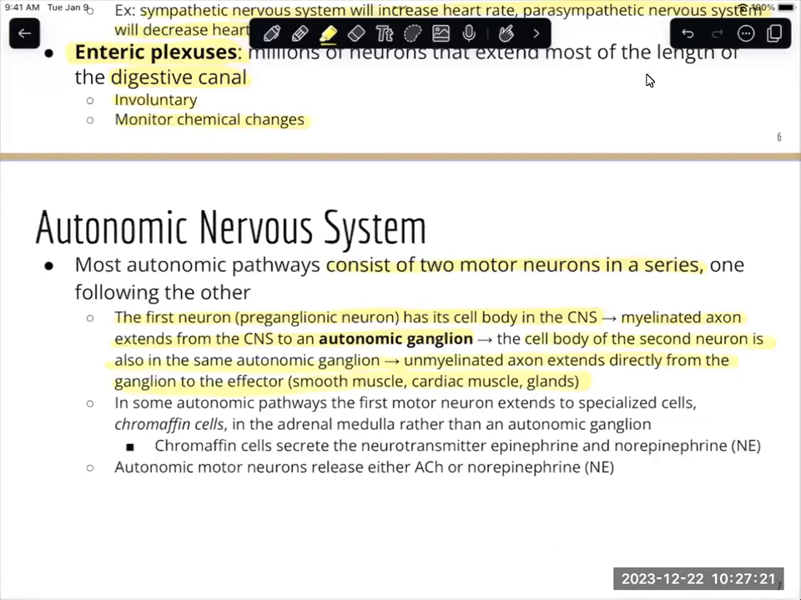So some of these autonomic pathways have specialized cells like chromaffin cells that are found in the adrenal medulla. In the adrenal glands that sit on top of the kidneys, the medulla is in the middle. And these cells make epinephrine and norepinephrine. They're a neurotransmitter. They also function as a hormone. You'll learn about that in anatomy too. So these autonomic motor neurons, they're going to release either acetylcholine or norepinephrine.